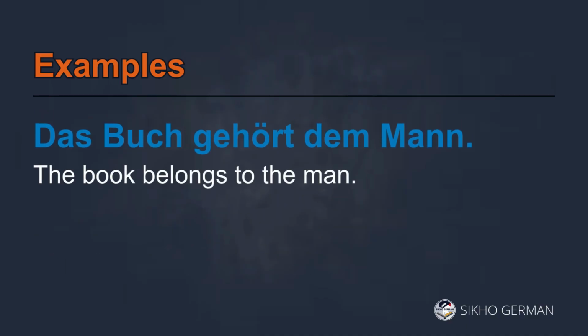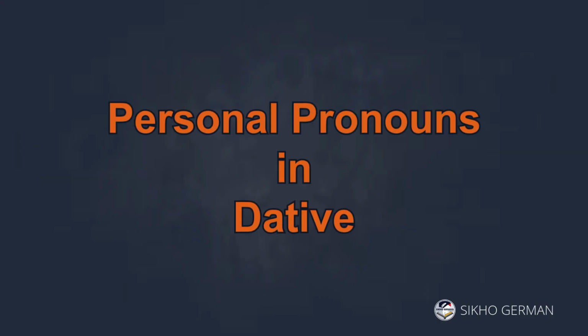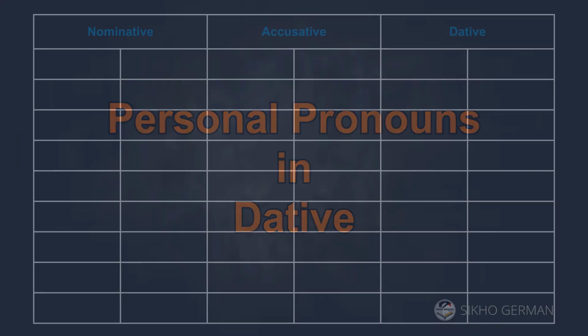Das Buch gehört dem Mann. The book belongs to the man. The verb gehören takes a dative object, dem Mann, dative, masculine. Now let's look at personal pronouns in dative. Just like with accusative, these change significantly.